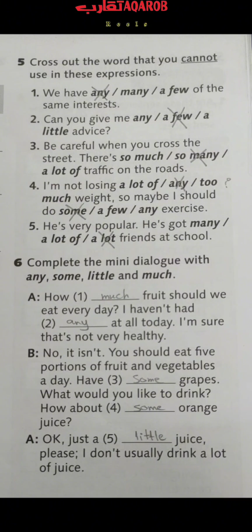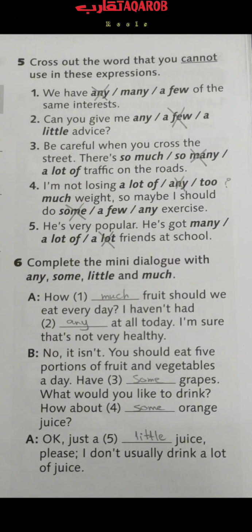Number 3, be careful when you cross the street. There's so much, so many, a lot of traffic on the roads. So the traffic is considered uncountable, so we don't use so many. We use so much or a lot of. They are alright, but so many is only used with countable nouns.